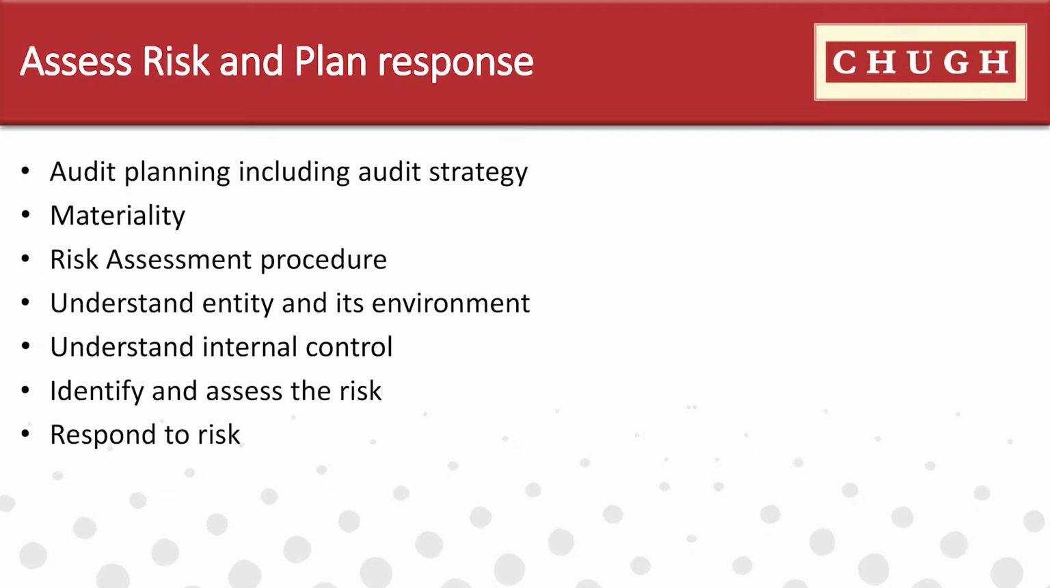Materiality includes performance materiality and tolerable misstatement. Performance materiality means the auditor determines performance materiality for the purpose of assessing the risk of material misstatement and determining the nature, timing, and extent of other audit procedures. By tolerable misstatement, we mean the maximum error in the population that the auditor is willing to accept.